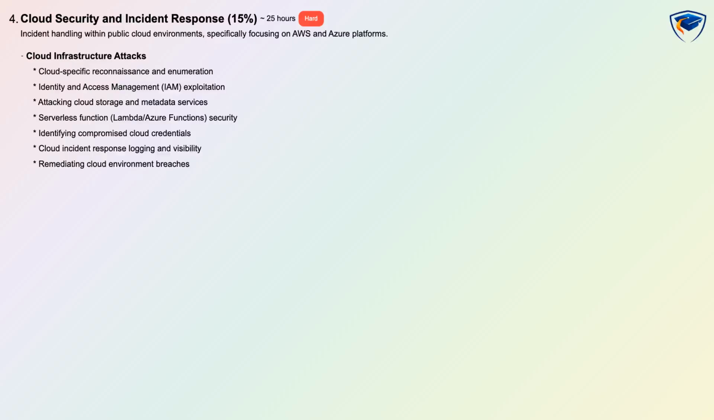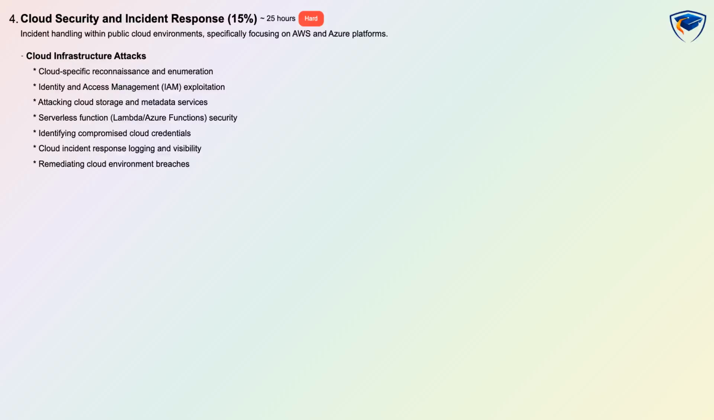learning. The emphasis is on incident handling within public cloud environments, specifically AWS and Azure, and how cloud architectures change investigative approaches. You will study cloud-specific reconnaissance and enumeration, IAM exploitation, attacking cloud storage and metadata services, and security considerations for serverless functions such as Lambda and Azure Functions.